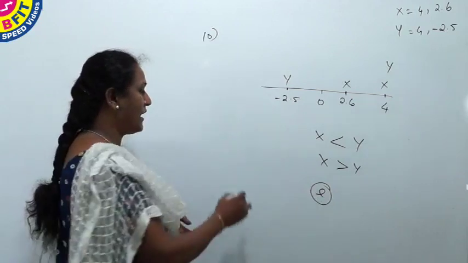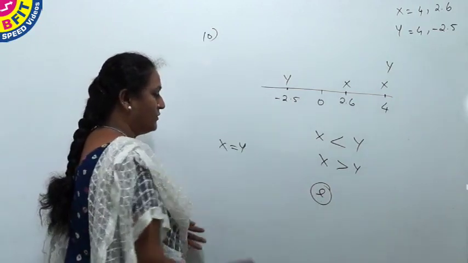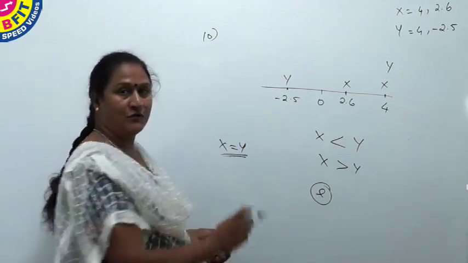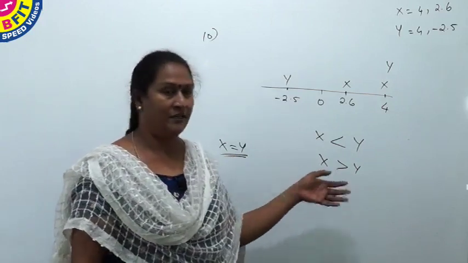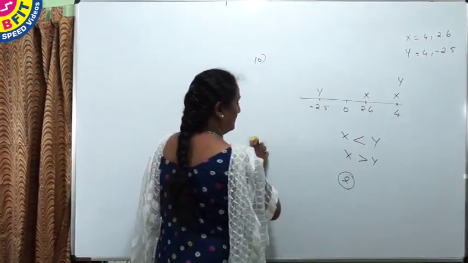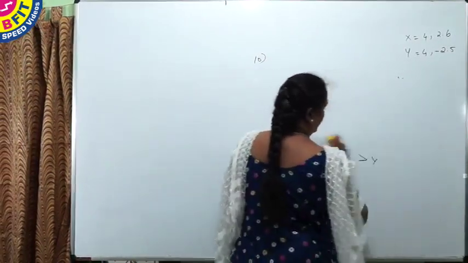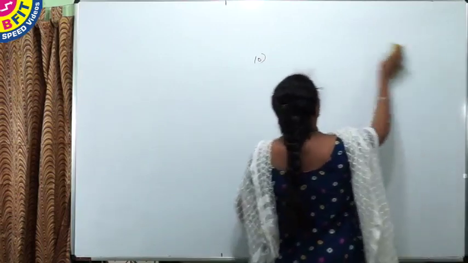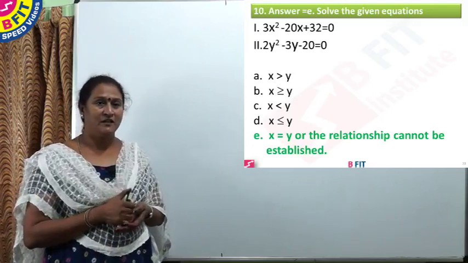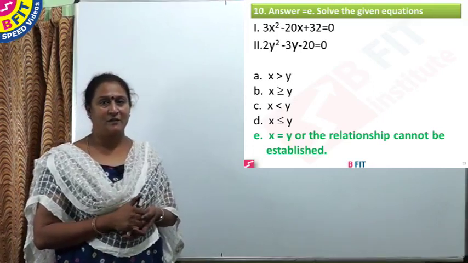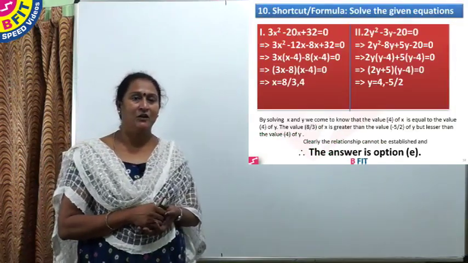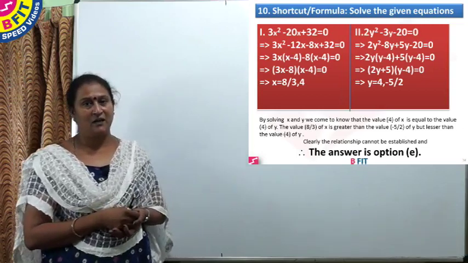And suppose if you have x equal to y also, we didn't come under this case in any of these questions. So when it is x equal to y also, we have to go for option E. And now the answer for this question number 10 is option E, where the relationship cannot be established. Now it is clear from the workings that the relation between x and y cannot be established, and the option is E.